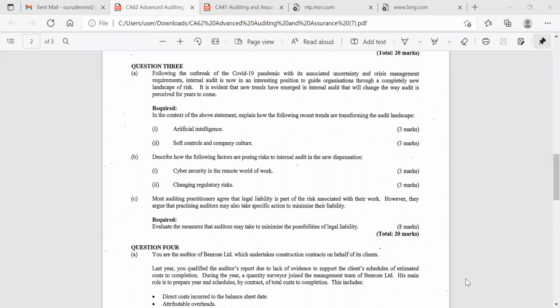Another one, changing regulatory risks. That is also another one. With COVID-19, changes have come. Now you're being told that you're only working up to 4. Then you run home because of COVID-19. Or you're being told that you only go to the office like 2 of you or 3 of you at a time. That office should not be crowded. Those are regulatory requirements.